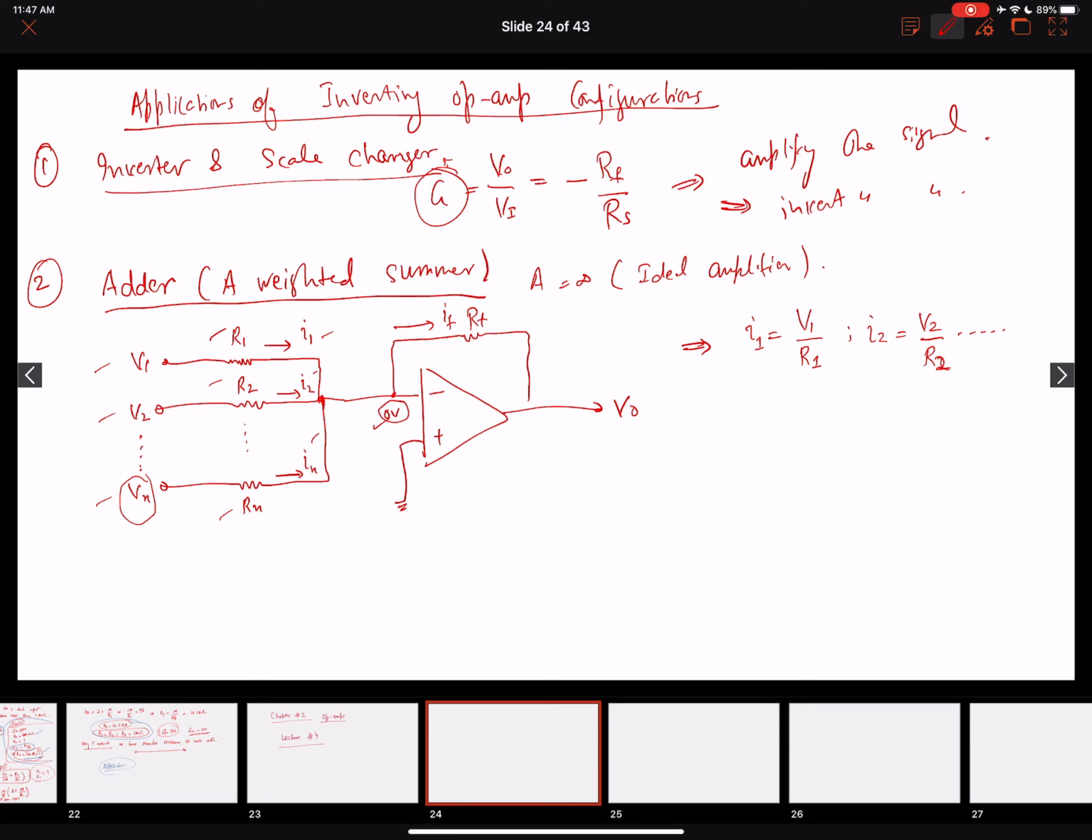So I can write a generic equation for all of these currents. Let's say, and then whatever the current that will flow over here, let's say this is current I, right? And so our current I should be equals to IF, because I positive equals I negative equals 0. We have a virtual ground, gain is infinite, so no current will be drawn into the terminals. So this summation current I will be the same as this current IF.